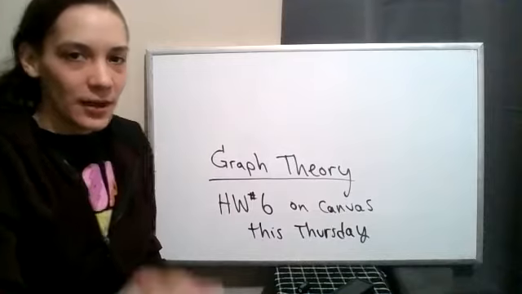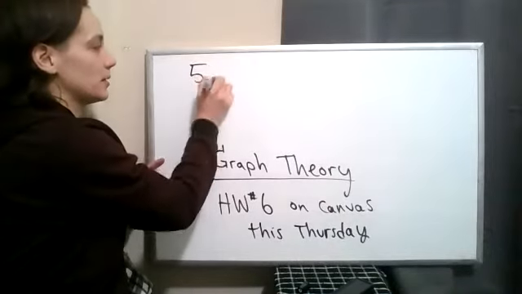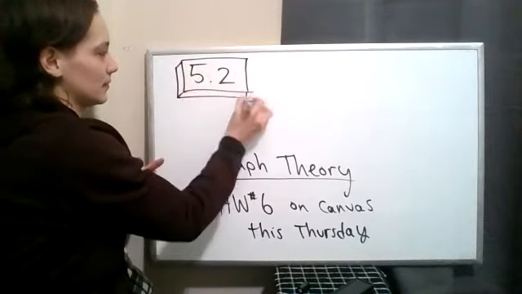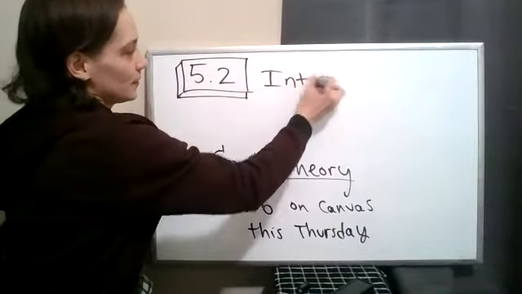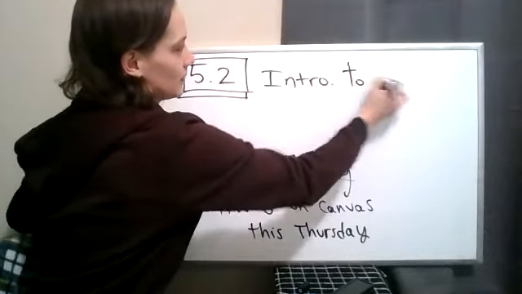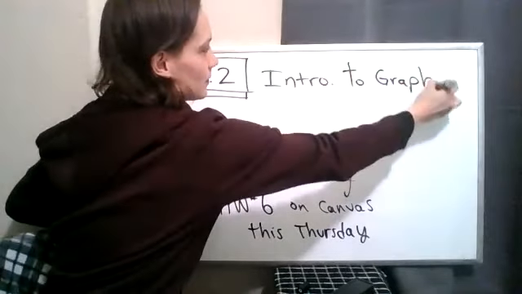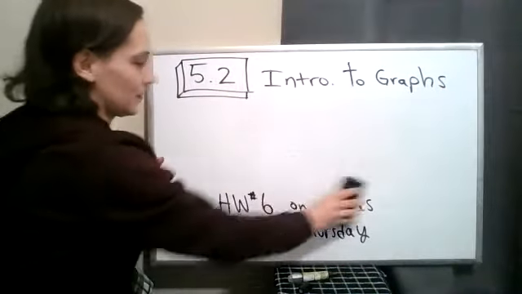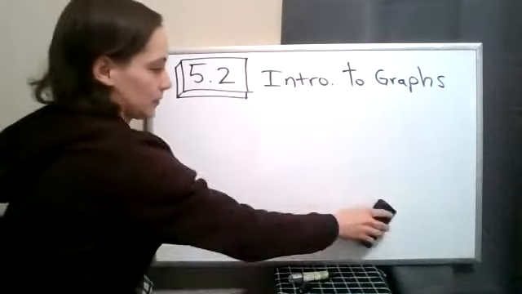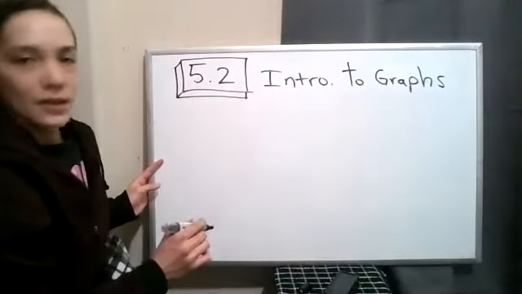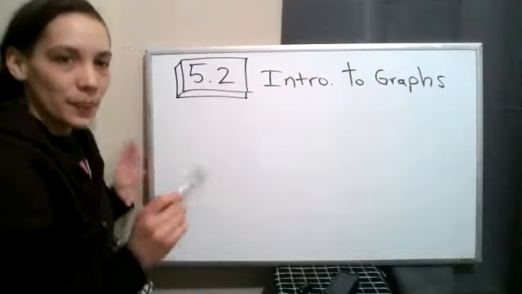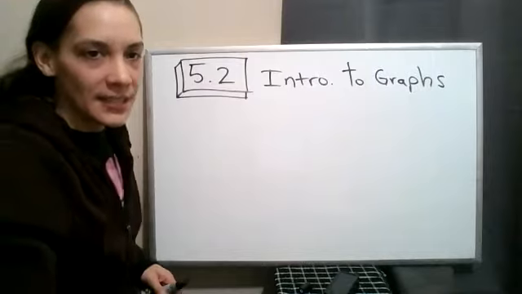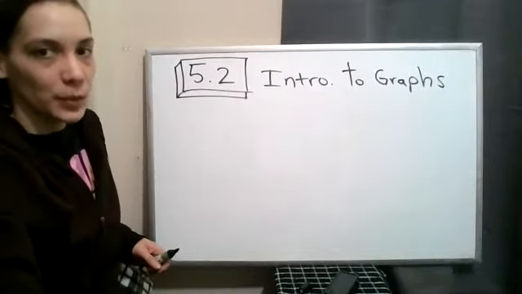We are starting on 5.2, section 5.2. So an edge that connects a vertex with itself is called a loop.